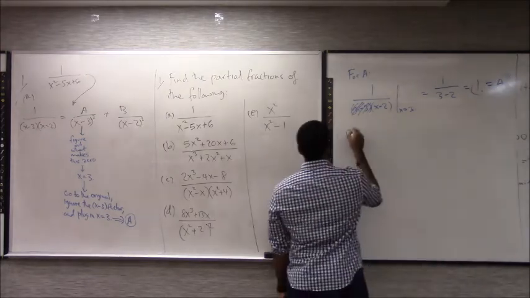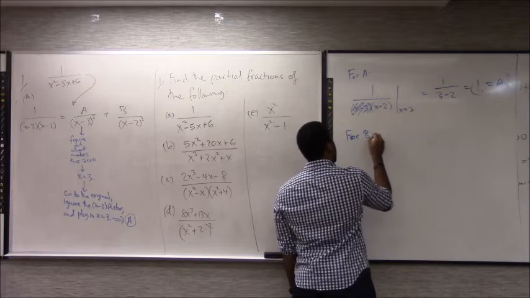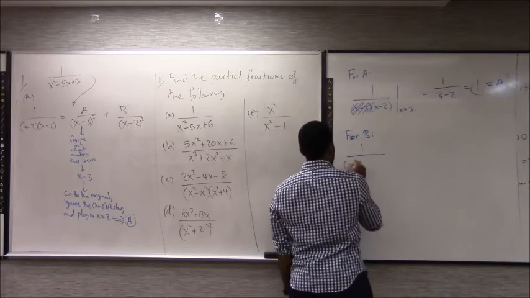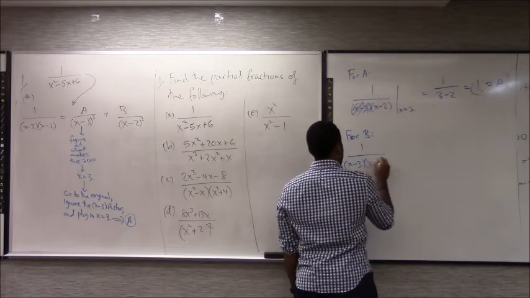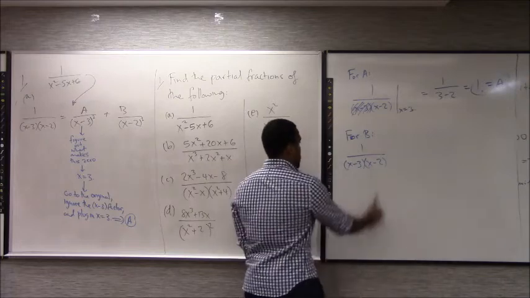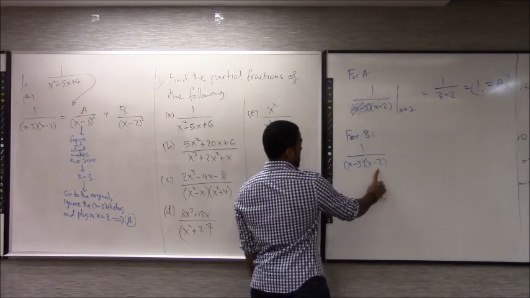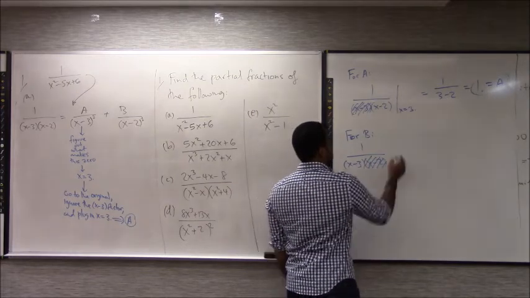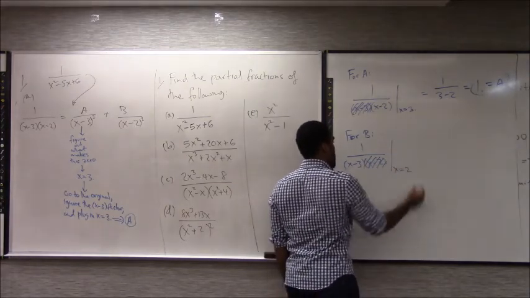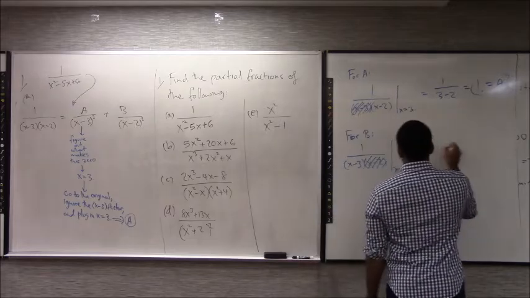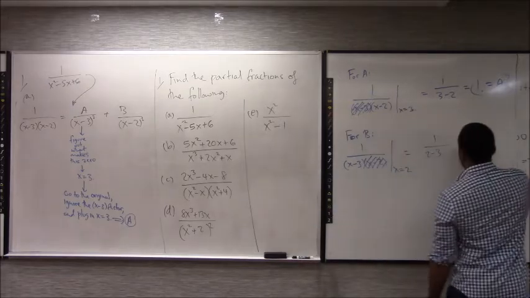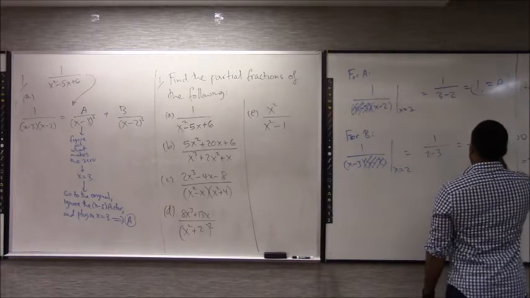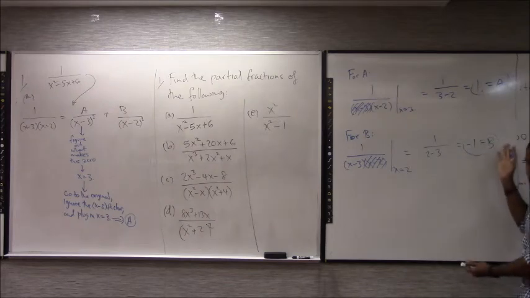And if you go for B, do the same thing. 1 over x minus 3 times x minus 2. Figure out what makes this guy 0, which is x equals 2. Then you cover it up, ignore it, and evaluate the result at 2. You will get 1 over 2 minus 3, which is minus 1, and that was our B. That will literally always work. It's crazy, but it works.